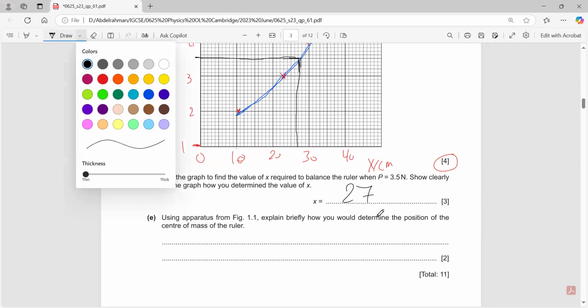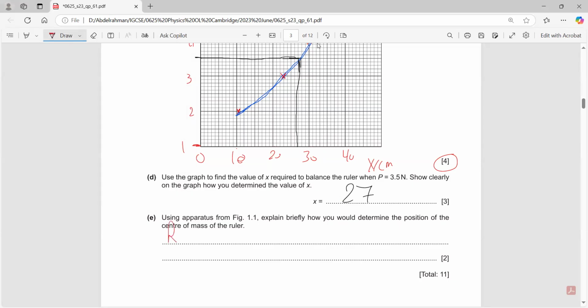Let me use the red color. Remove the loads. Remove the loads and move the ruler slowly until the center of mass is reached, or until you find the center of mass.